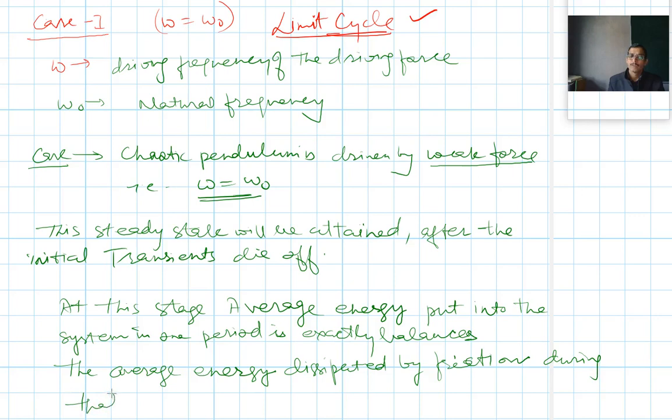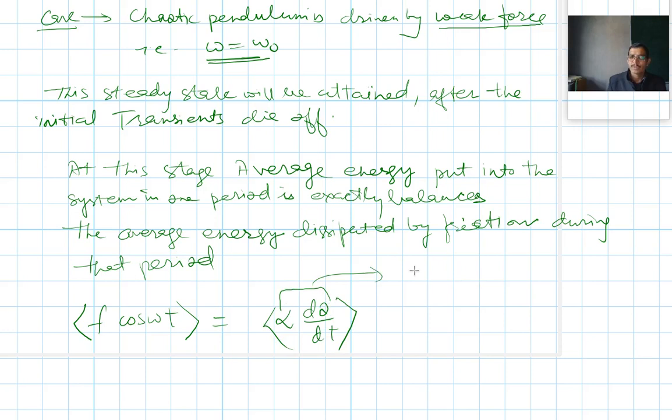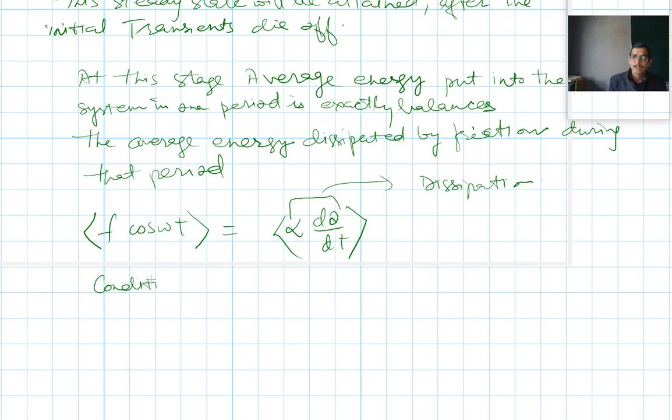So let us try to understand that. What does it mean? Due to friction there is a dissipation of energy, and an equal amount of energy has been provided by the external force. So mathematically, I can write that the average of the driving force must be equal to alpha d theta over dt, because this term alpha d theta upon dt corresponds to dissipation. This is the condition of steady state.